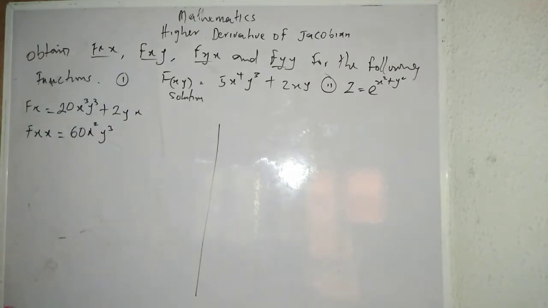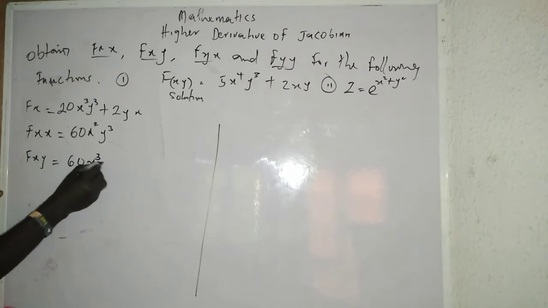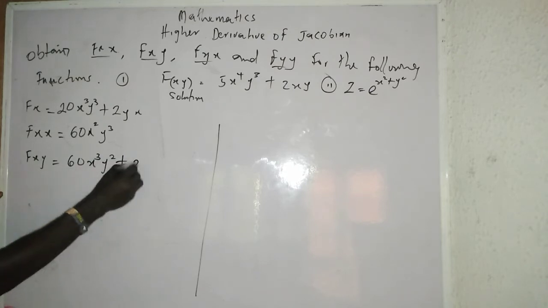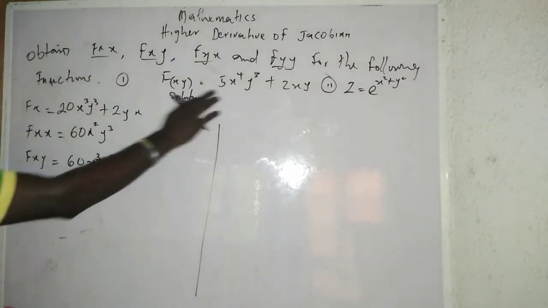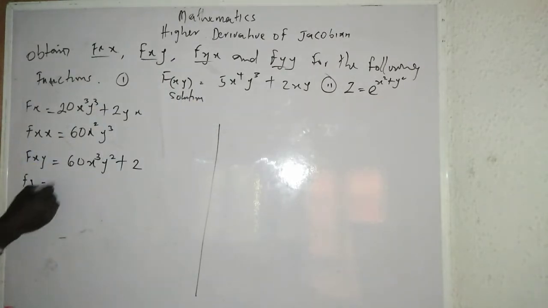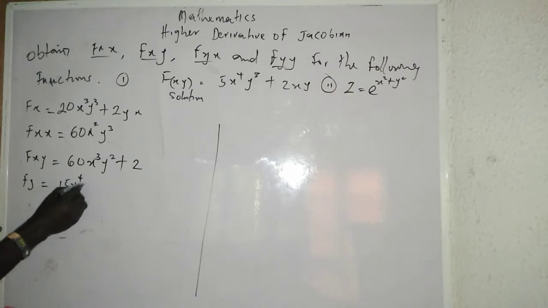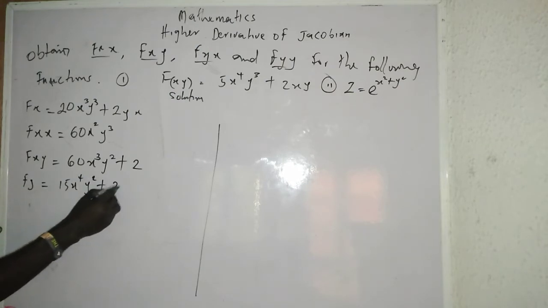Now, if I move on to f of y, it means at this point, I consider only y, which I will be having 60x raised to power 3 y squared, plus 2. Now, the next one is f of y. My f of y, for my question, it will be having 15x raised to power 4 y raised to power 2, plus 2x.